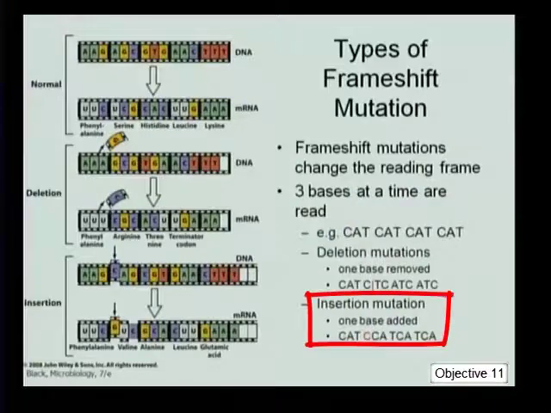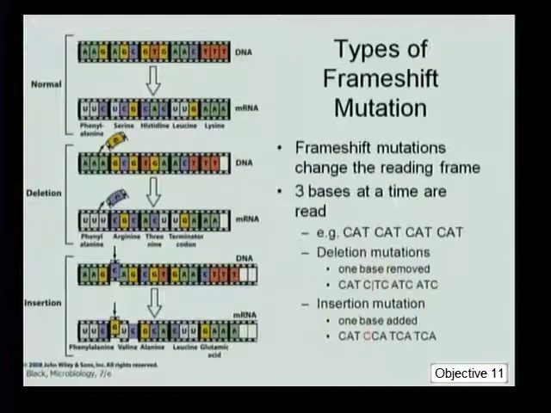Or if I have an insertion mutation, I add a base, let's say the base C, shown here in red, then I read along in groups of 3, codons CAT, now I have CCA, TCA, TCA, TCA. That's changed the sense of what I'm reading. These are both frame shift mutations. One's a deletion, one's an insertion. Both types change the reading frame.